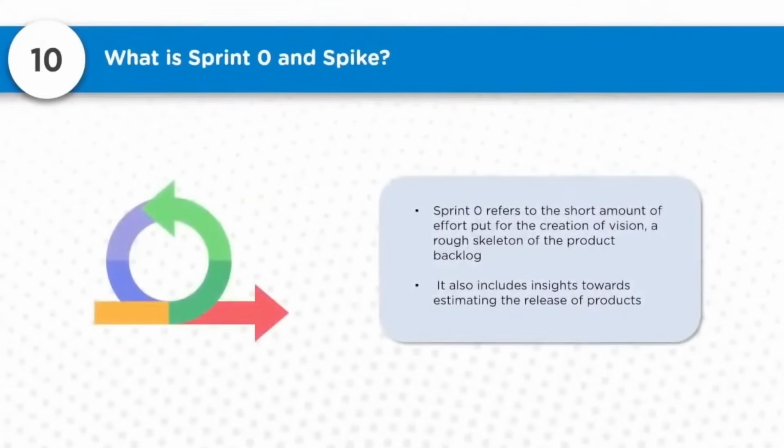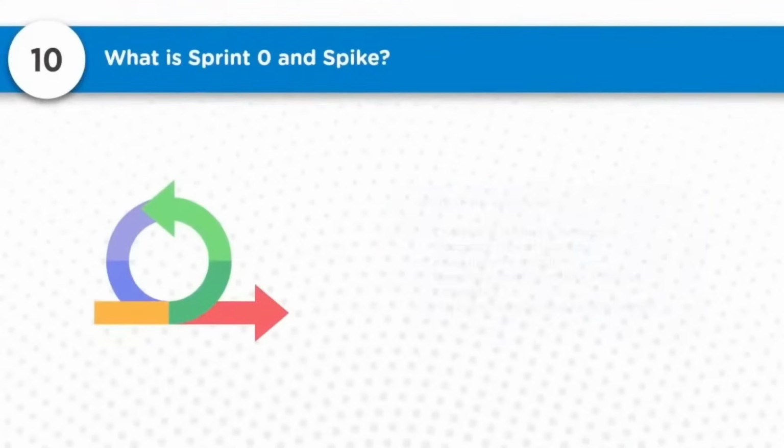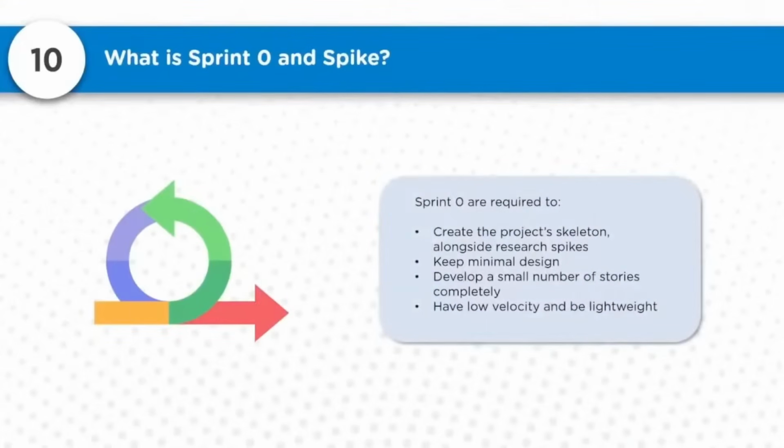So question number 10, what is Sprint Zero and Spike? The term Sprint Zero refers to the short amount of effort put into creating the vision and a rough skeleton of the product backlog. We do this whenever we need to understand how things look, to get certain insights, including insight towards estimating the release of products. So you get some vision, some clarity, right? Sprint Zero is required to create the project skeleton alongside research spikes, keeping minimal design, developing a small number of stories completely, having low velocity, and being lightweight.